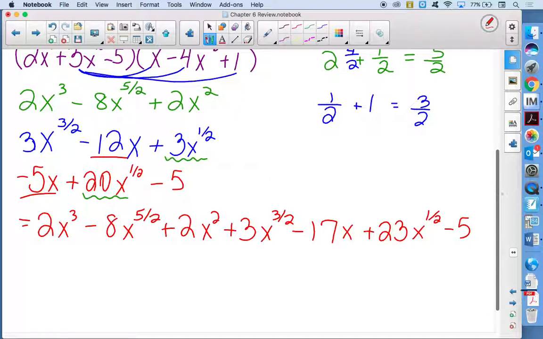So you multiply, you end up getting 9 terms, and then there are really only 2 pairs that can be added together as like terms. Questions?